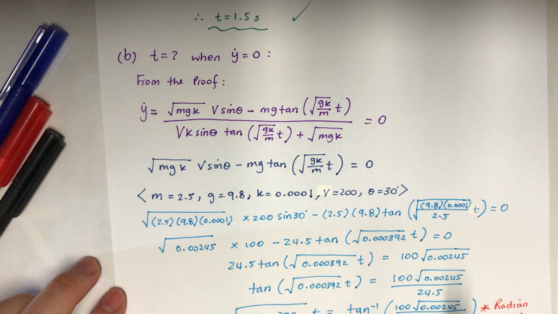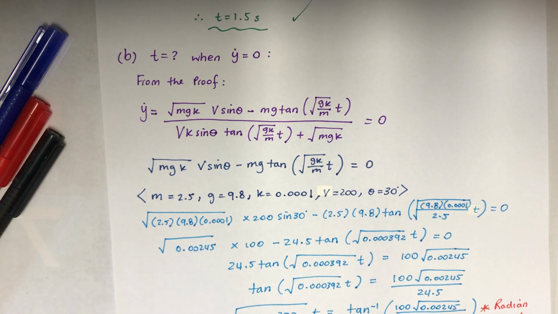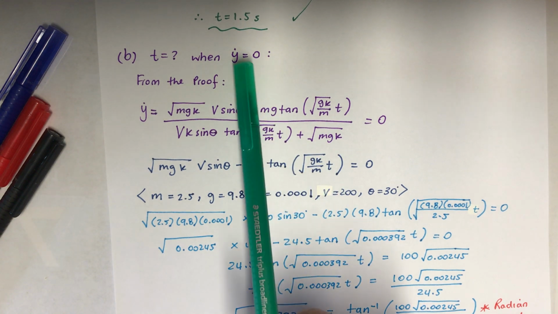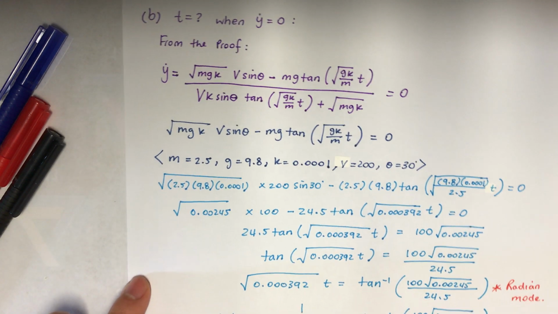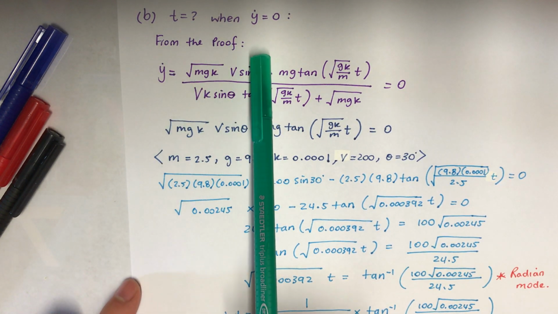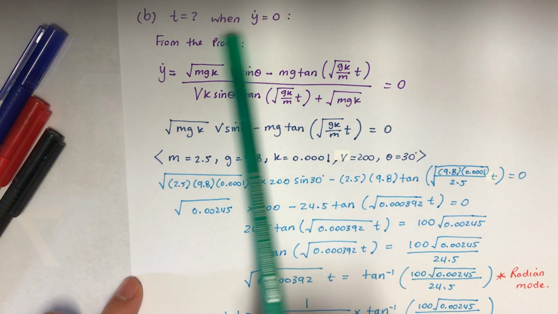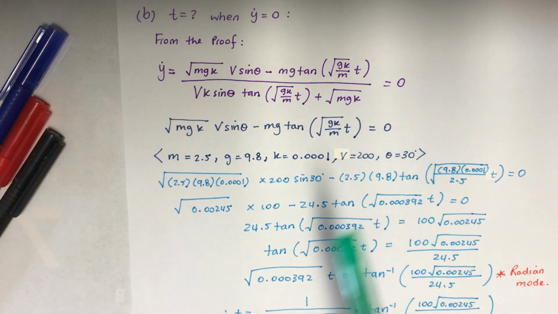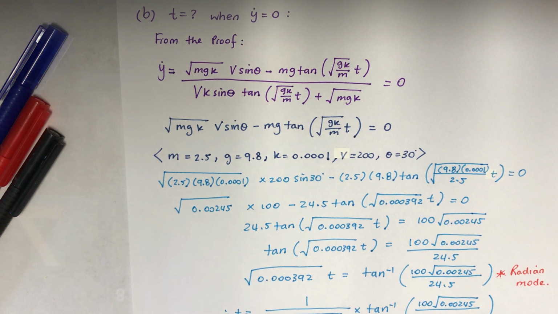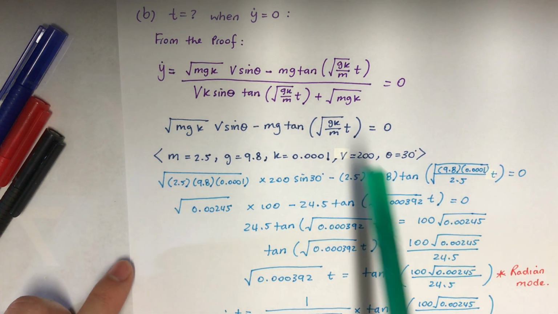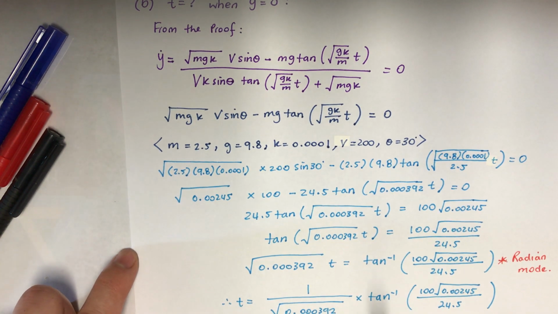Okay, so part B is what's the time when it hits maximum height. So that's when at maximum height, automatic. That's what we're going to do. From the proof, we're going to use all these. From the proof, that equals 0. I think that will be given in the exam, most likely. They're not going to spend the whole time proving.